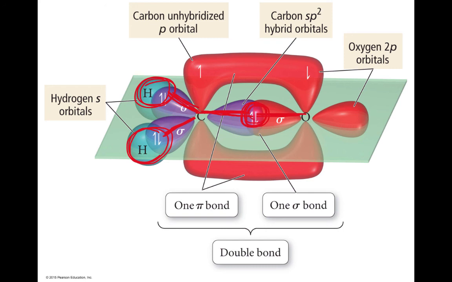And then we've got the unhybridized p orbital of carbon that was right here, and a p orbital on oxygen that also had a lone electron in it, and they're forming overlap here and forming the second part of the double bond, the pi bond. So our double bond is the sigma bond and the pi bond, and then all of our other single bonds are just sigma bonds.